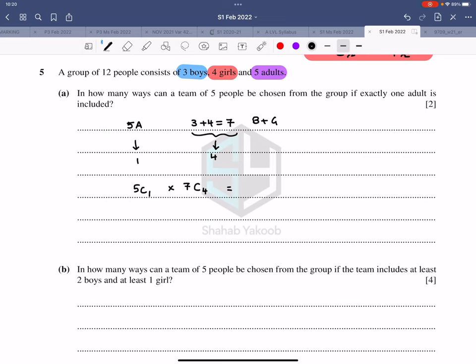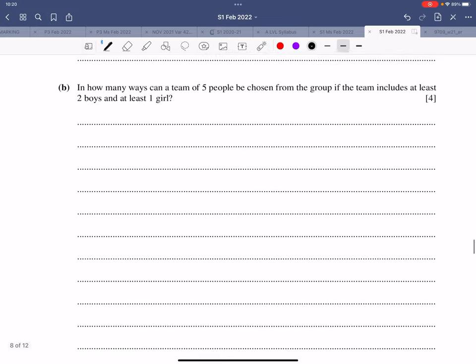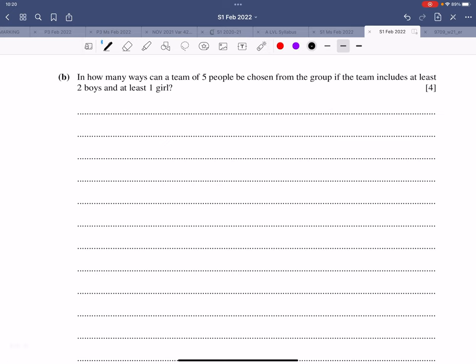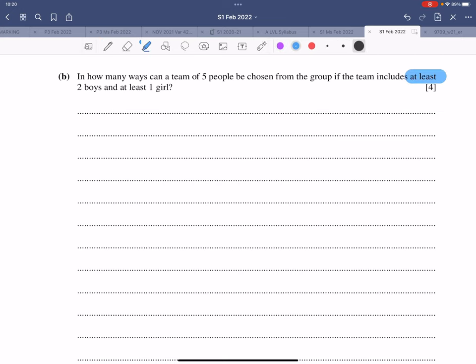Now the second part is more tricky, and that's why that is for 4 marks. That is, in how many ways can a team of 5 people be chosen from the group if the team includes at least 2 boys and at least 1 girl? Now what we do is, let me make a column. Let me first write over here boys. This is actually for girls. So this one is for boys, this one is for girls, and this one is for the rest, the adults. So this is boys, this is girls, this is adults. And this is the working.